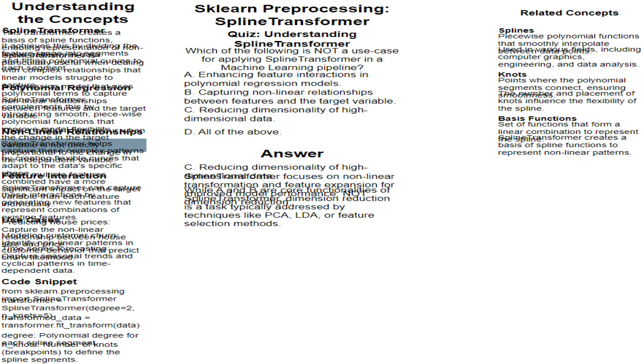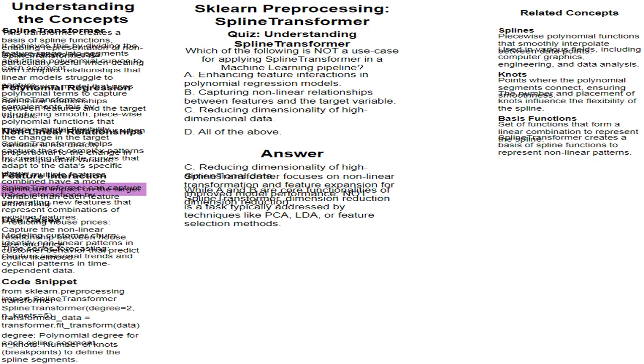These relationships occur when the change in the target variable is not directly proportional to the change in the independent variable. Linear models assume a direct proportional relationship between variables. However, in real-world scenarios, relationships are often more complex. Spline transformer helps to capture these complex patterns by creating flexible curves that adapt to the data's specific shape. This allows for a more accurate representation of the relationship between variables, leading to improved model performance.